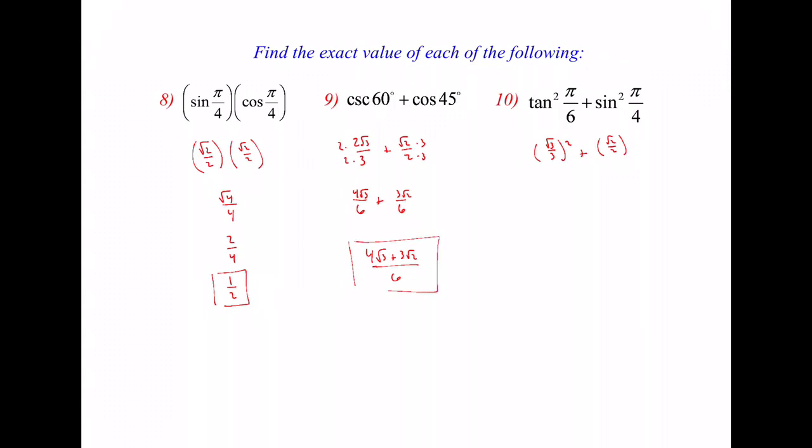And then on number 10, square root of 3 over 3 squared, so that'd be 3/9. The square root of 3 squared is 3, and 3 squared is 9, plus square root of 2 squared would be 2, and then 2 squared is 4. So 3/9 plus 2/4 would represent 1/3 plus 1/2. Find that common denominator, so 2/6 plus 3/6 would equal 5/6. So we're still working with the exact values, but with a little bit of operations with them.